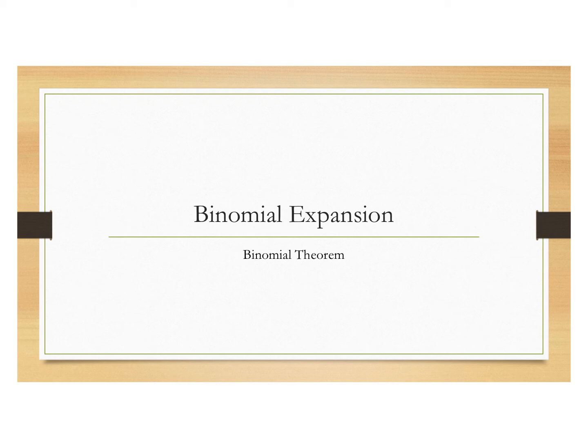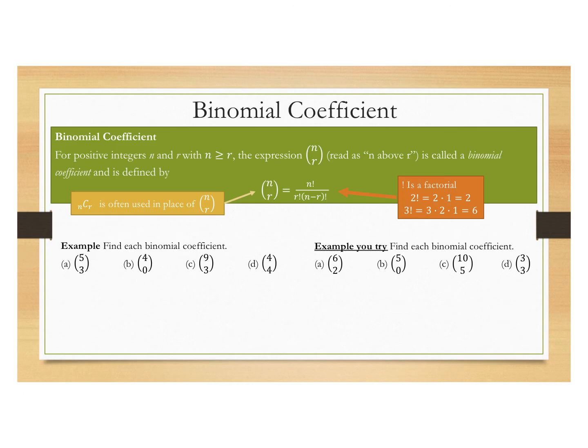Today we will be using the binomial theorem to do expanding of binomials. So when we talk about a binomial coefficient, what we're saying here is for positive integers n and r, with n larger than r, the expression n over r, read as n above r, is called the binomial coefficient and is defined as n above r equals n factorial over r factorial times n minus r factorial.